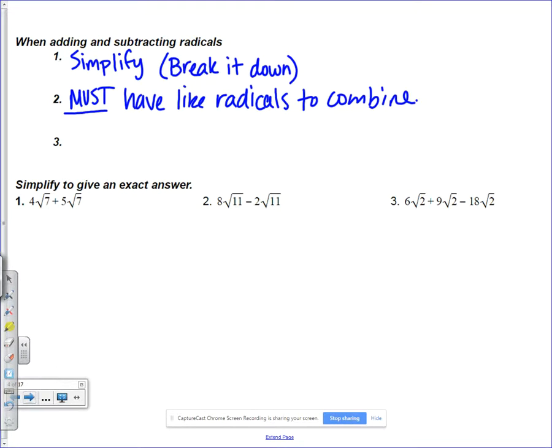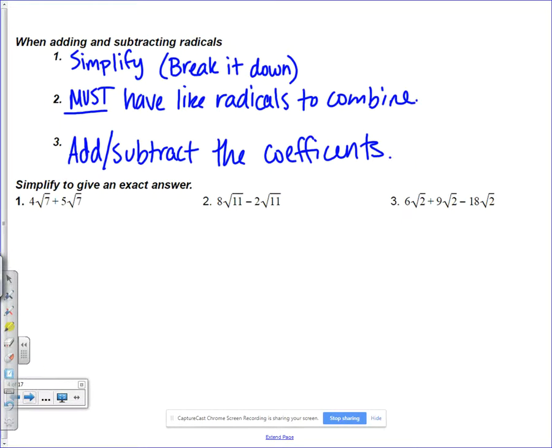Good? When you do add and subtract, you are only going to add or subtract the coefficients. You will not do anything with the radicals. You're going to leave them like they are. Just like with that x squared that I just showed you, we're going to leave the x squareds the way they are. Everybody A-okay? All right, so let's take a look.